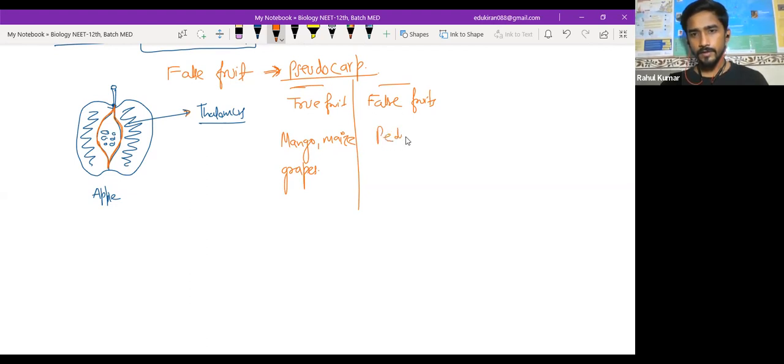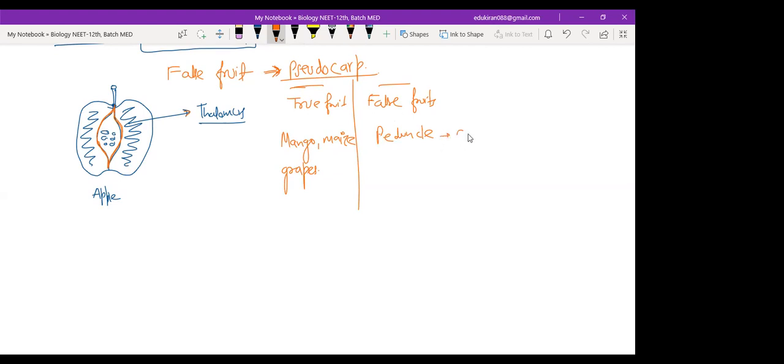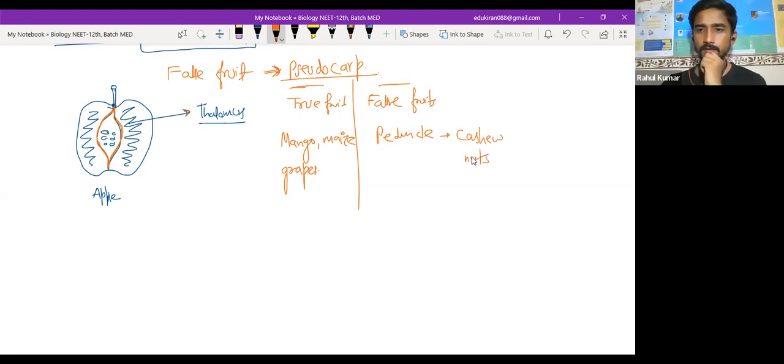The false fruits which develop from the peduncle. Remember, peduncle was one structure in the flower. So cashew nuts are false fruits. They develop from the peduncle. So the cashew that you eat is the peduncle tissue. It's not the ovary.